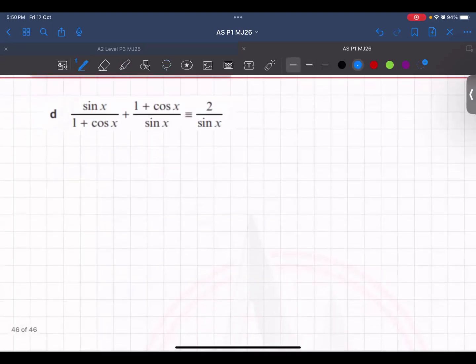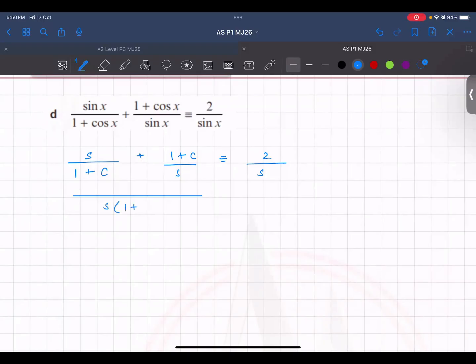Okay, so again in this one, I would do the same thing. Sine upon 1 plus cos, plus 1 plus cos upon sine, equals 2 upon sine. What I can do is take the LCM. If I take the LCM, I will have sine times 1 plus cos. And over here, I will multiply this by sine, and this by 1 plus cos. So sine square plus 1 plus cos whole square.